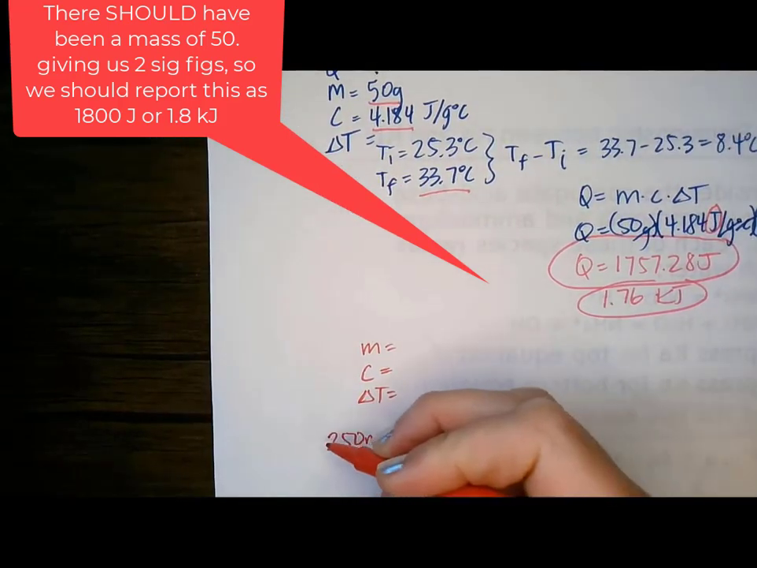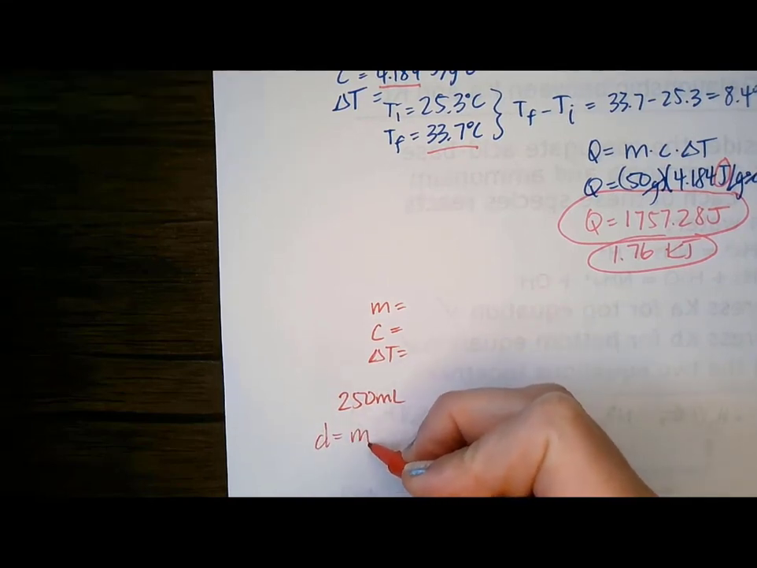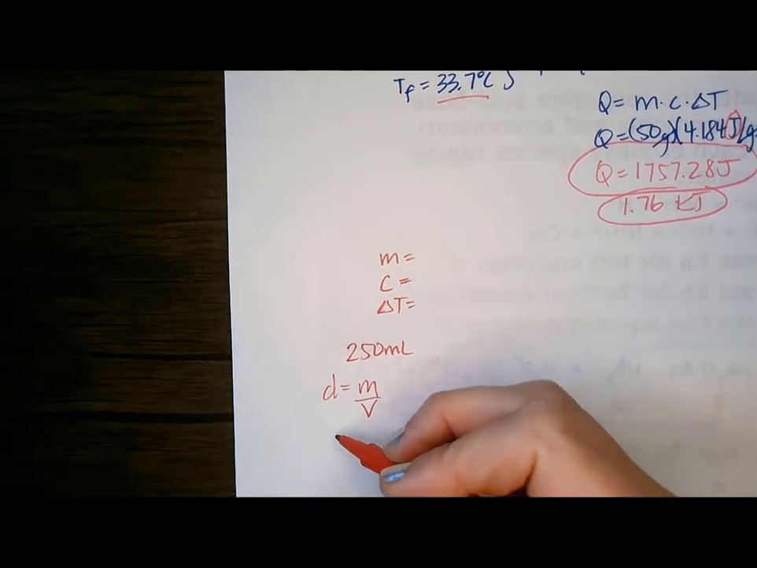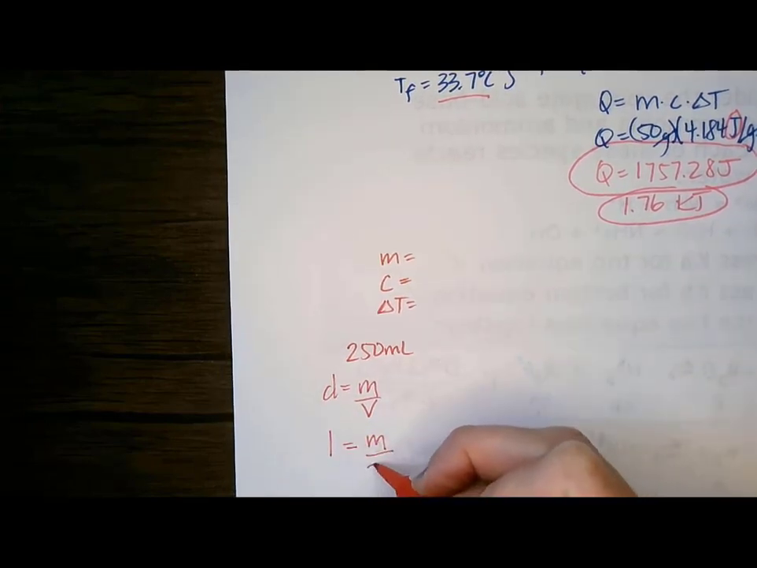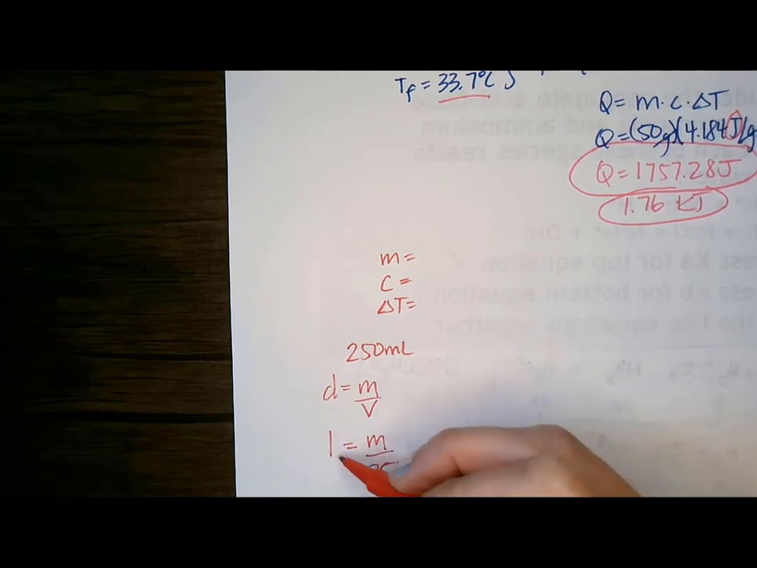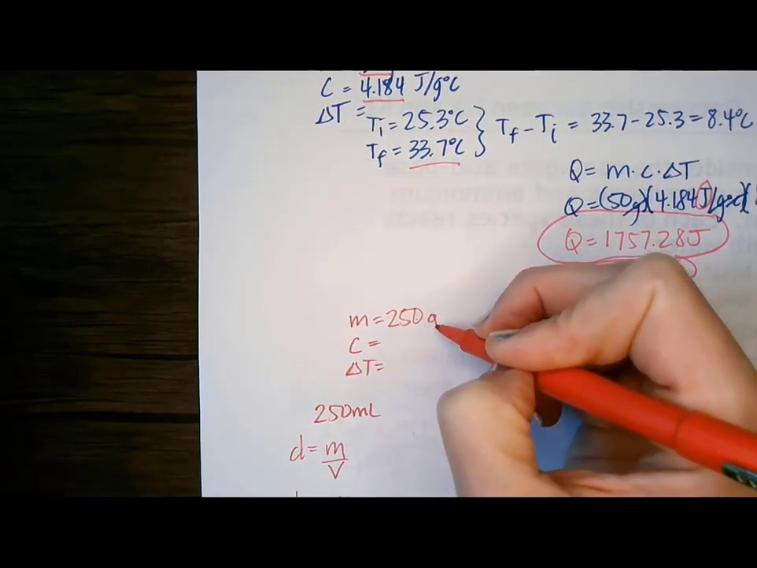So we know that the density of water is 1, right? So density is equal to mass divided by volume. And we know that the density of water is 1. If we don't know the mass, but we know that we have a volume of 250 milliliters, if we cross multiply, 250 times 1 is equal to mass. So if I've got 250 milliliters, I have 250 grams of water.